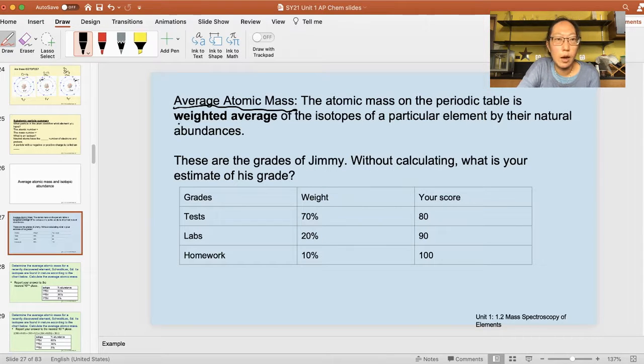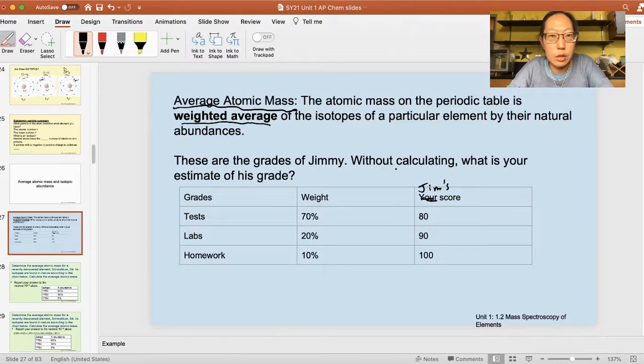It's a weighted average. And you guys know all about weighted averages because you're always using them in school. So here we have the grades of Jimmy. Okay, Jimmy's teacher has set up these weights. These are the scores that Jimmy got. No, I should say not yours, but Jimmy's. Okay, so looking at this, wow, he's got a great homework average. What's his grade actually closer to? And don't calculate it.